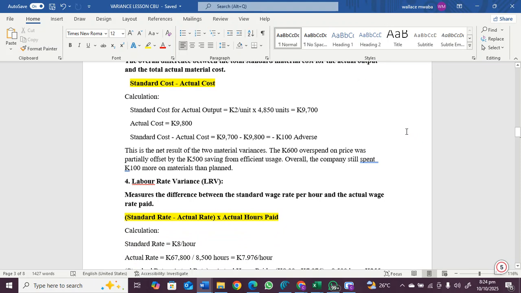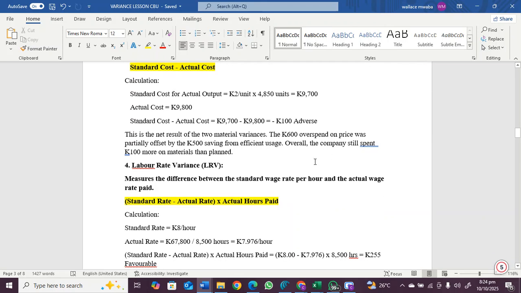All right, we have labor rate variance. What we expected to pay in terms of labor versus what we actually paid. Because remember, it's what you expect versus what actually happened. So the labor rate variance is just your standard rate minus your actual rate multiplied by the actual hours paid.